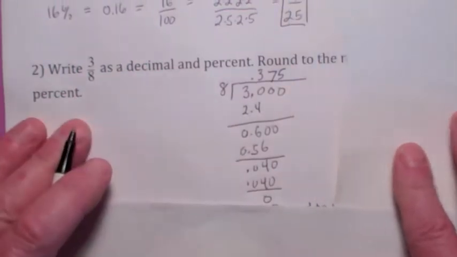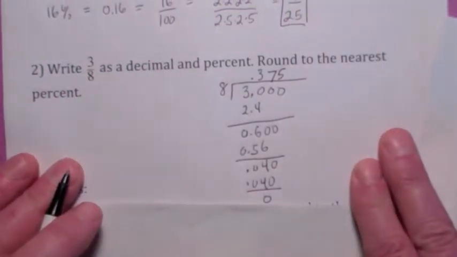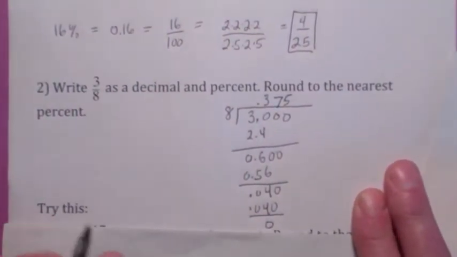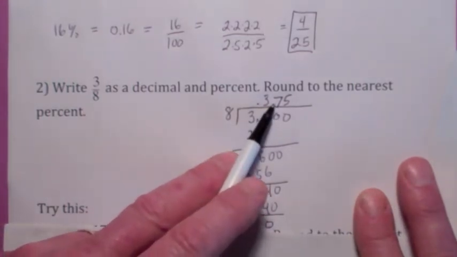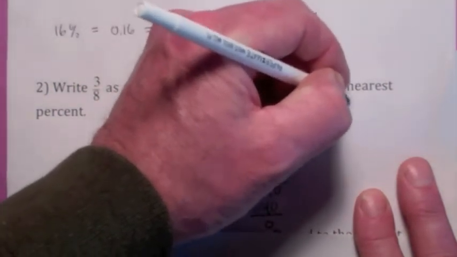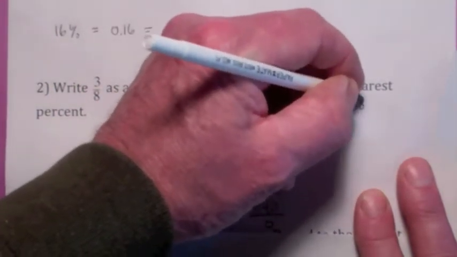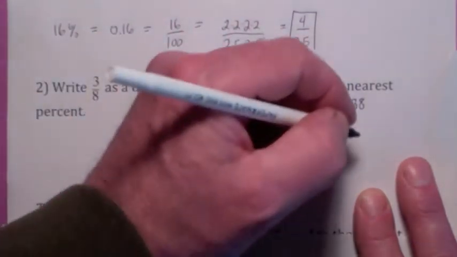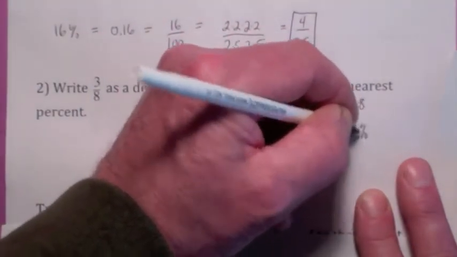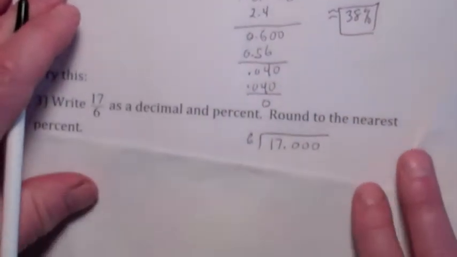Now, it says to round to the nearest percent. If you round to the nearest percent, isn't that the same thing as first rounding this to hundredths, right? If you round this to hundredths, you get 0.38. And then how would you write that as a percent? It'd be 38%, right? There you go.